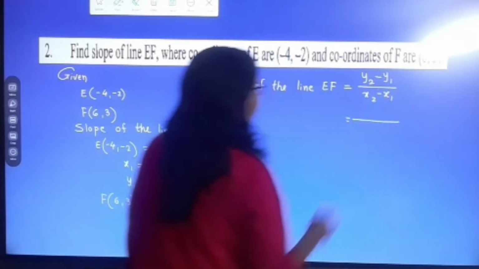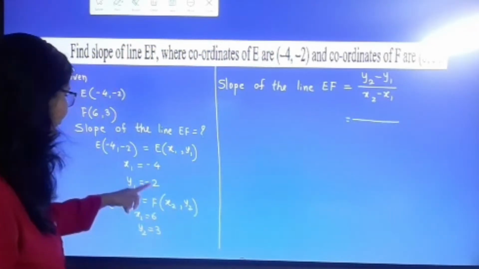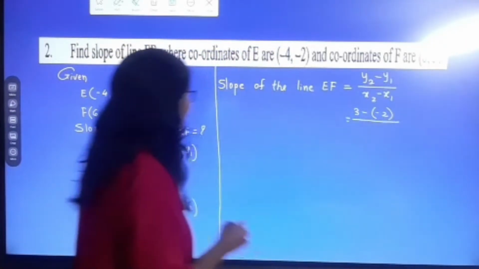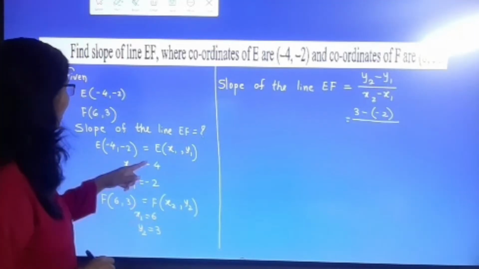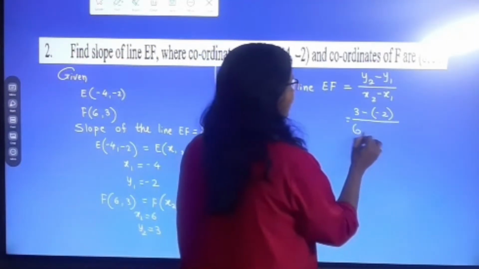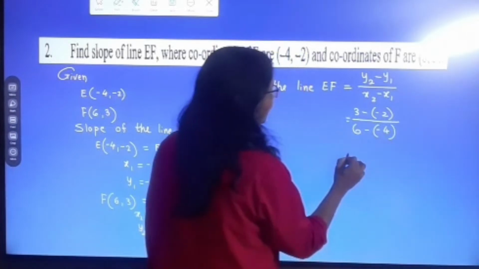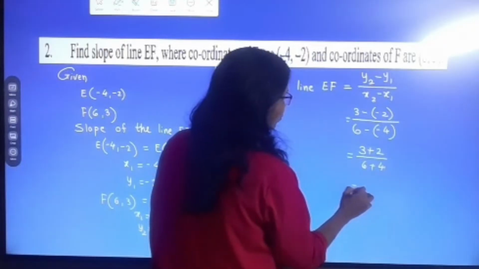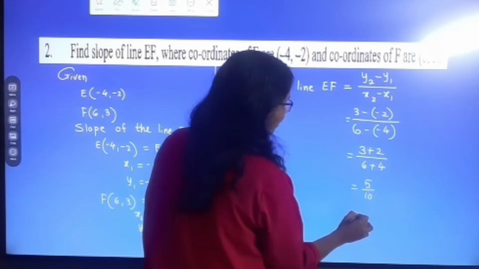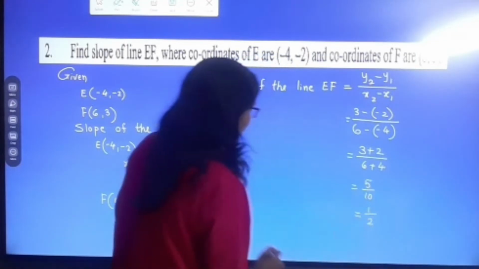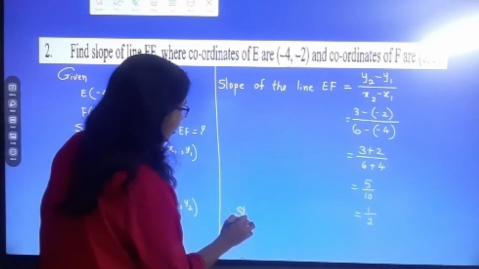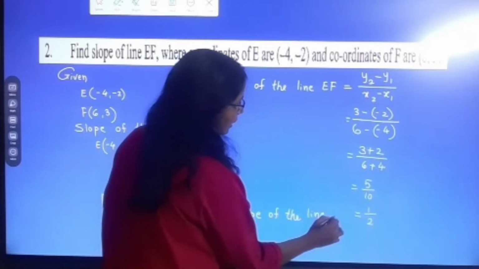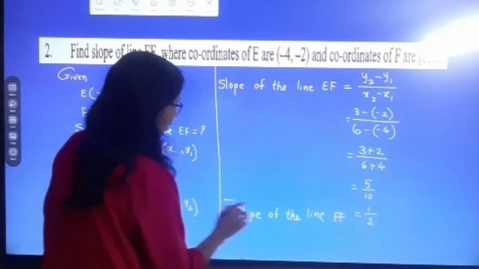Here y2 minus y1, that means 3 minus of -2, 3 minus -2. And then x2 minus x1, that means 6 minus of -4. So that means here, students, 3 plus 2 upon 6 plus 4, that means 5 upon 10. So simplify here, 5 ones are 5, 5 twos are 10. So here I write down the final answer: slope of the line EF is equal to 1 upon 2.